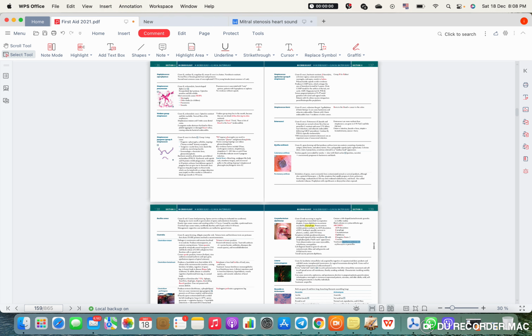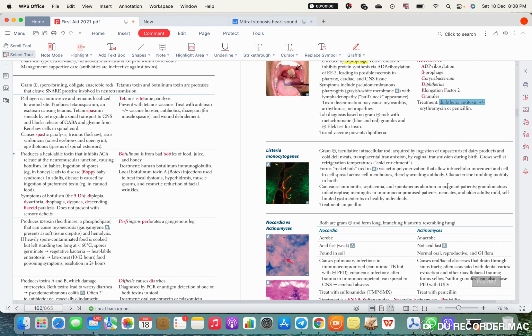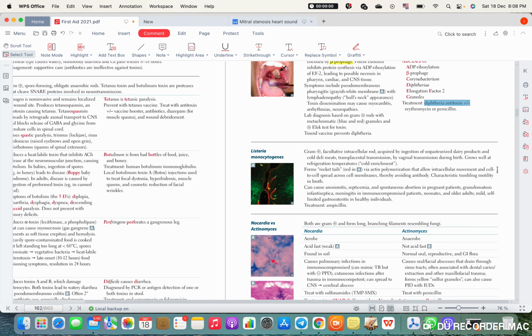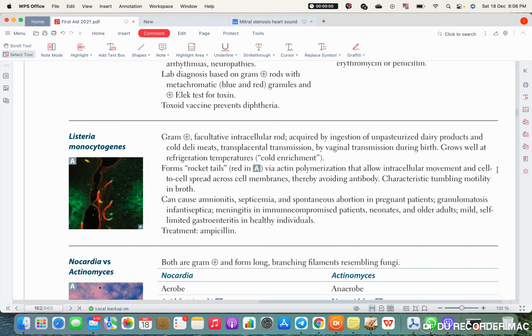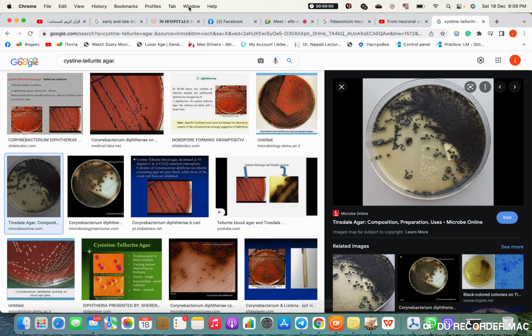Moving on, I have to tell you guys about Listeria monocytogenes. Listeria is common in which population of people? Who get it the most? Pregnant ladies and their children. So Listeria monocytogenes, I love this one. First of all, why do I really like it? Because of its motility. So I want to show you how motile it is.